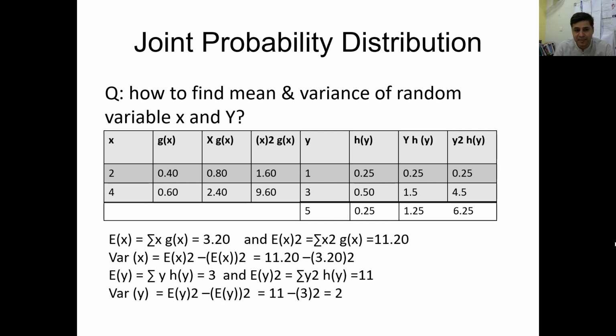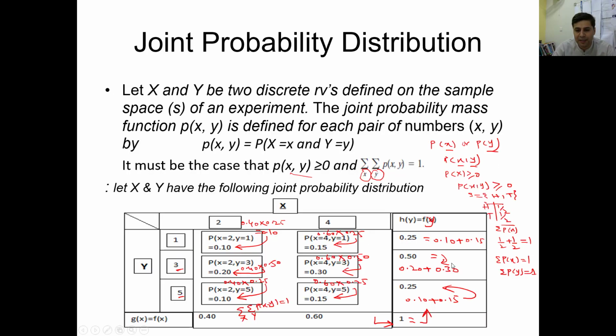Now in this lecture, the topic is how we will find the mean and variance of random variables x and y. Because in the previous lecture we constructed the joint probabilities, it is now very easy to calculate the mean and variance. In this example I am just going to show you how you will calculate that.